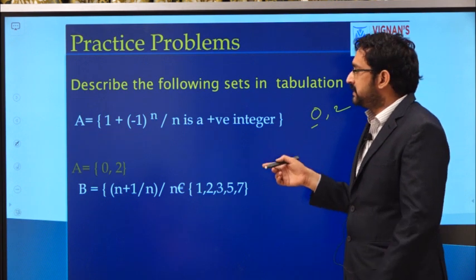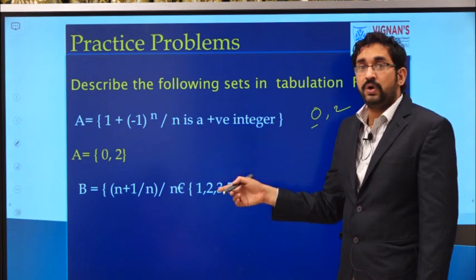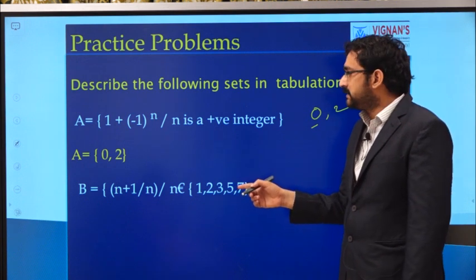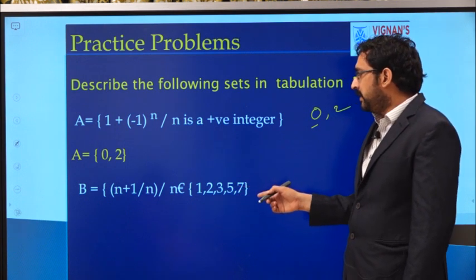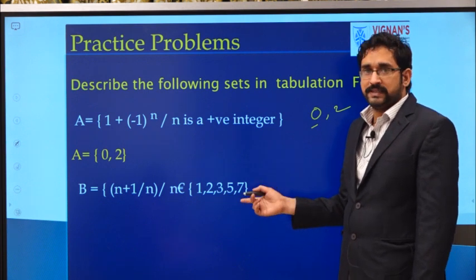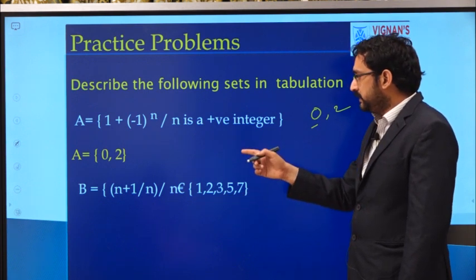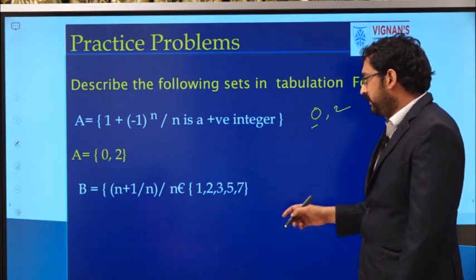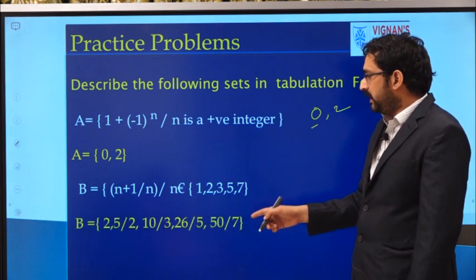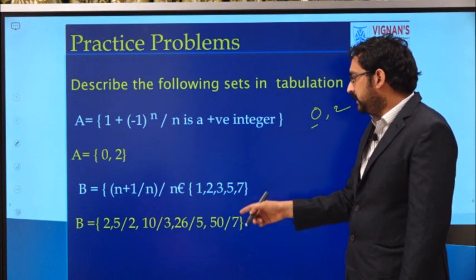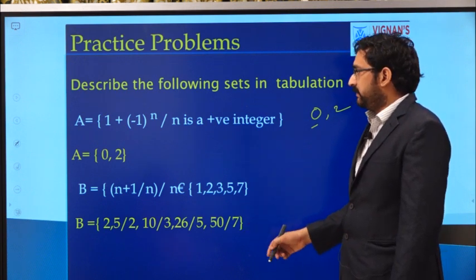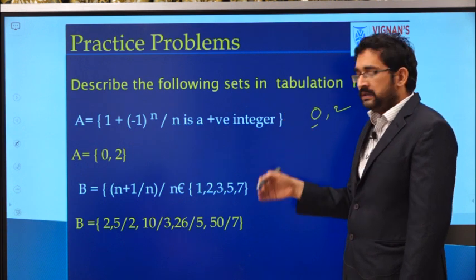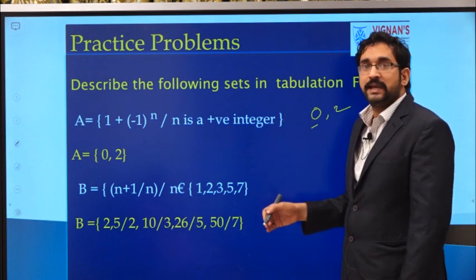So the solution for this part is the set {0, 2}. See the next one, B equals the set of all (n² + 1)/n such that n belongs to the set {1, 2, 3, 5, 7}. So we substitute 1, 2, 3, 5 and 7 in place of n. Then we will get 2, 5/2, 10/3, 26/5, 50/7. In this way, we are representing the set builder notation in roster form or tabular form.